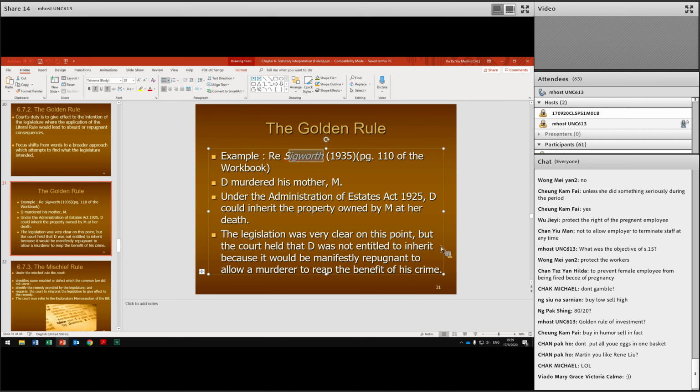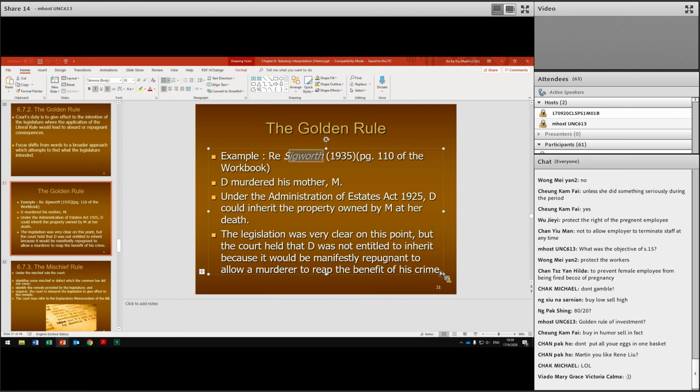The legislation was very clear on this point. The wording was very clear. So when the mother passed away, all her money, all her assets would be passed to her son. The wording was very clear. But the court held that the defendant was not entitled to inherit because it would be manifestly repugnant to allow a murderer to reap the benefit of his crime.